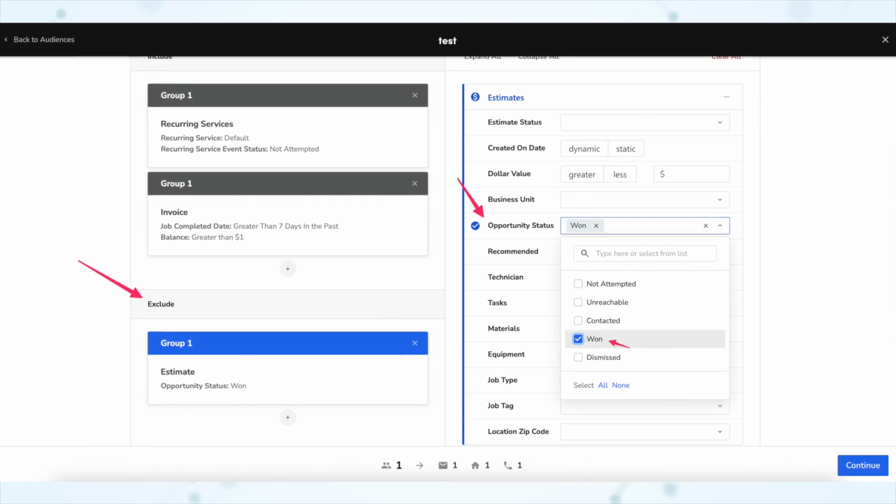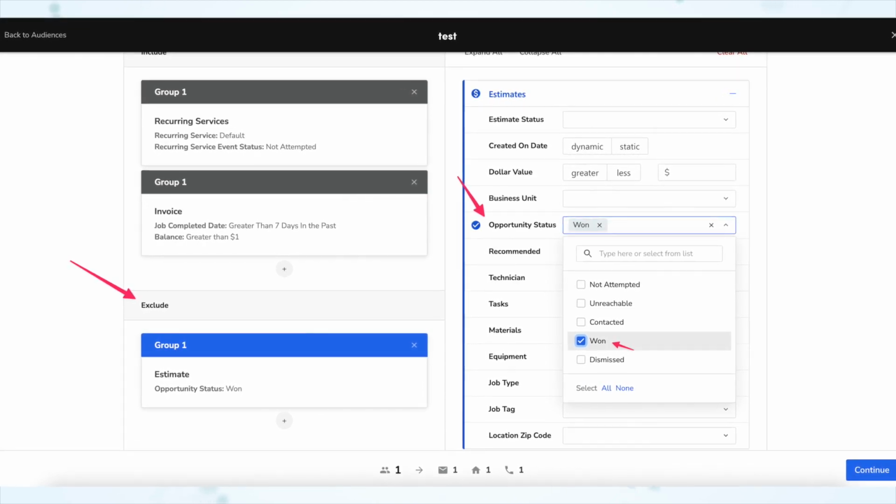Our 3 estimates, our good, better, and best, were 1 opportunity, and 1 of those estimates was sold. So now the other 2 estimates within that opportunity, the good and the best, they're not going to show up anymore if we have that box checked. You're also able to filter out any won opportunities when you're setting up Marketing Pro audiences. Okay, great. So problem solved.